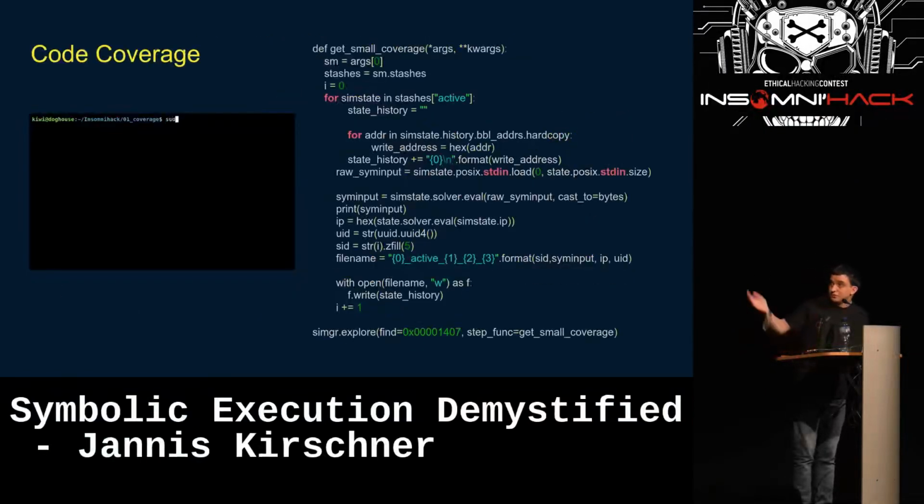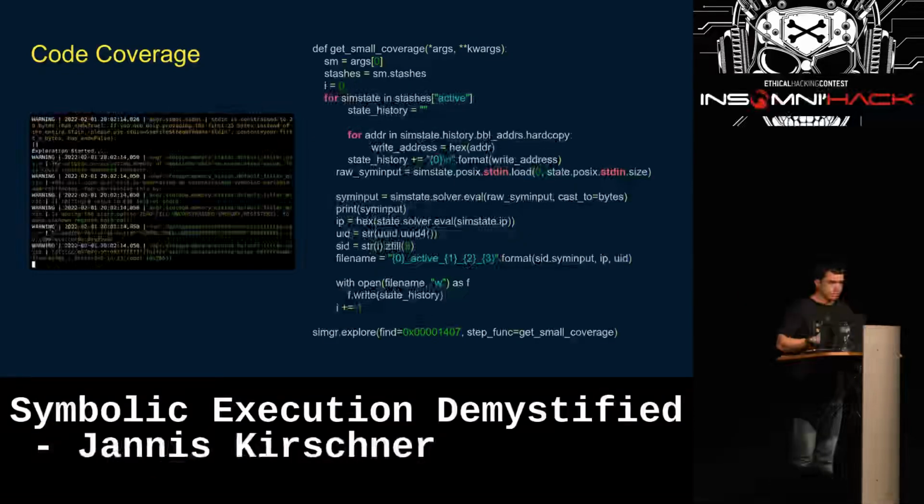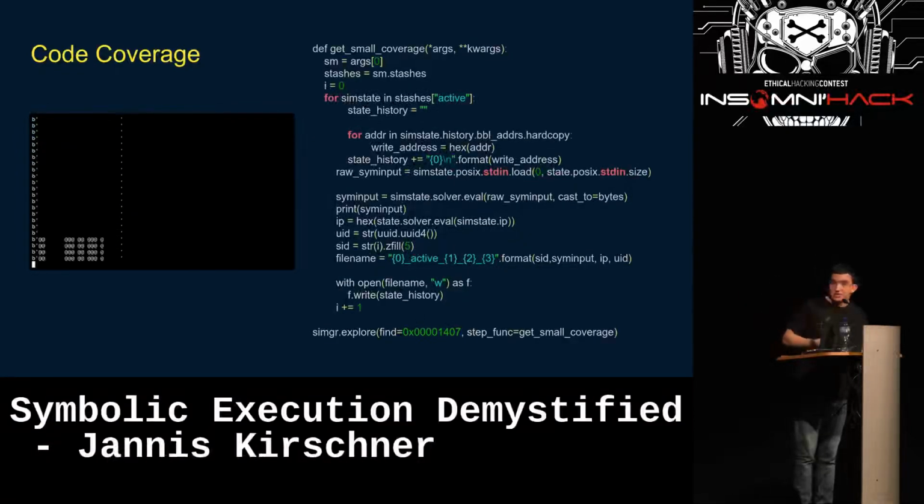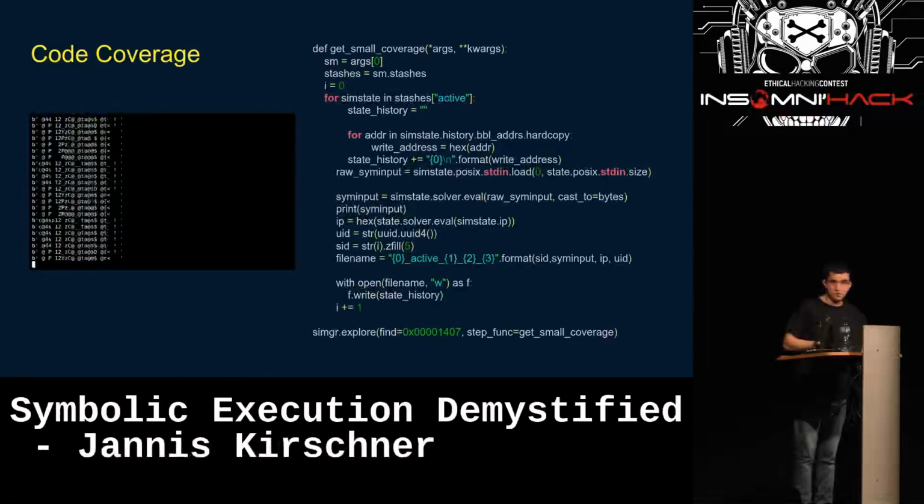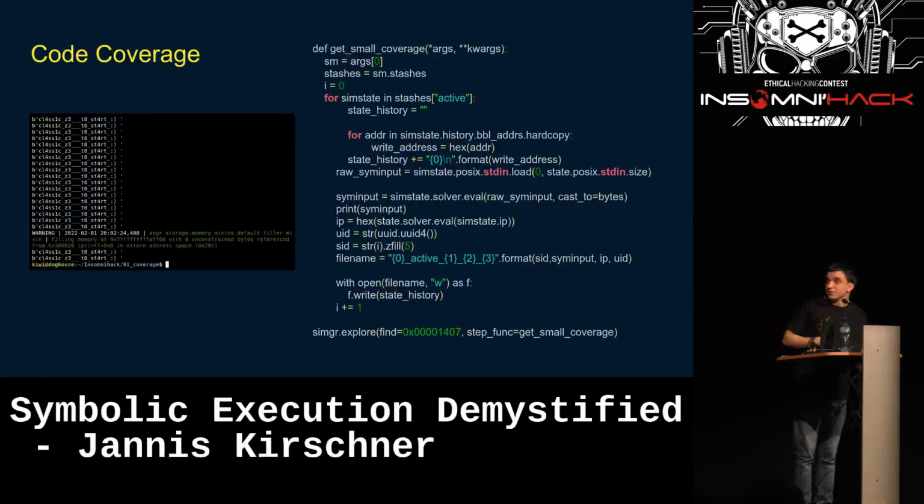How do we do that? There's a step function. It's basically a callback for the exploration algorithm. And I call this nice function that visualizes and exports the code coverage. In this case, it visualizes what input is provided to Angr right now. It found a solution.